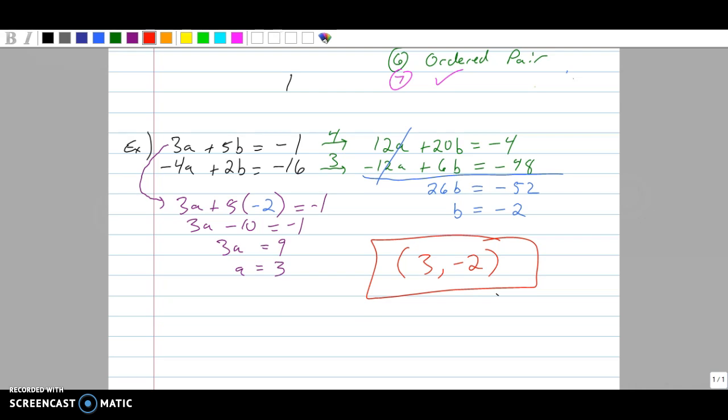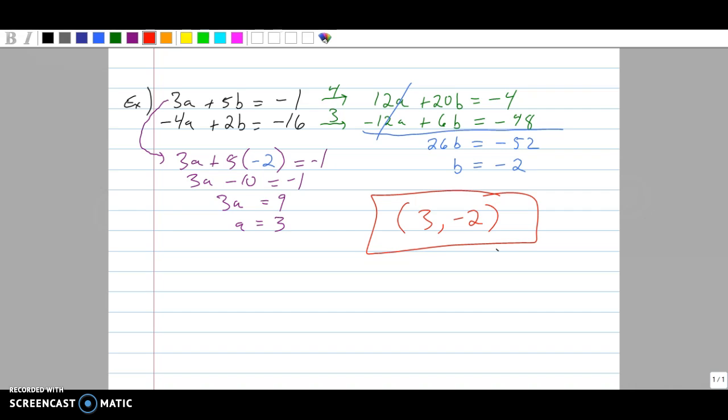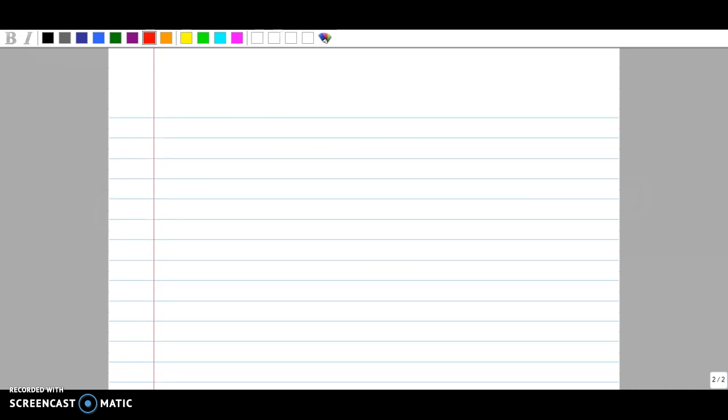One more example for you here. I'm going to go to the back page. 3j plus 5k is equal to 19. And then we have 4j equals 8k minus 4.